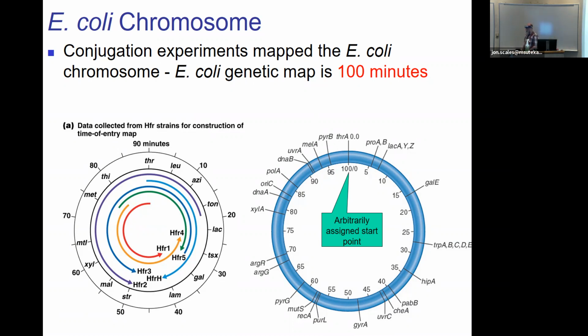Okay, and then they said, well, who is the first gene? Totally arbitrary. They just picked threonine A as the first gene, and that became time 0, and then you just count up from there, all the way around the face of the chromosome clock, 101 minutes, till you're back to threonine A again. Okay, so it's pretty simple.